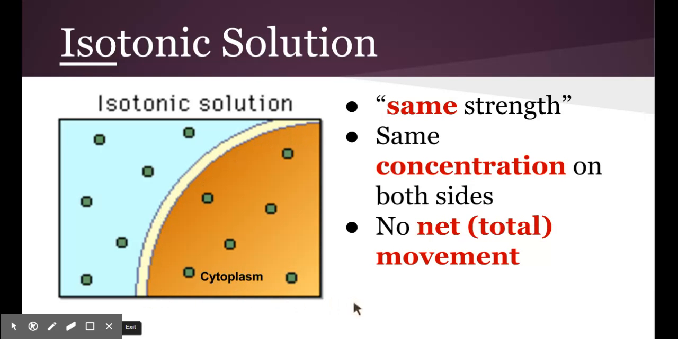To depict an isotonic solution, you're showing the same amount of solute, which is the green circles, on the inside of your cell as there are on the outside of the cell. Isotonic means that we have solutions of the same strength inside and outside the cell. Because we have the same amount outside as inside, there is no net or total movement of solute in or out of the cell. Maybe one goes here, maybe one comes here, but it's equal. The amount of movement out equals the amount of movement in. So that's called isotonic.